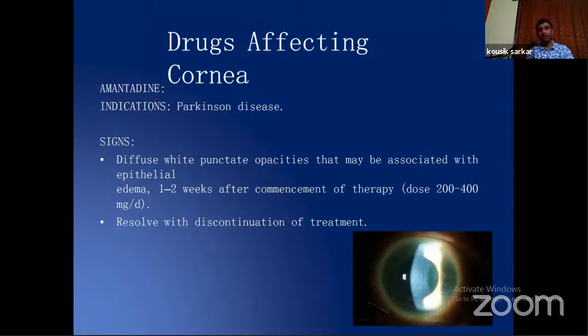Amantadine, a well-known anti-Parkinsonian drug, also causes diffuse white punctate opacities that may be associated with epithelial edema, and it usually occurs 1 to 2 weeks after commencement of this therapy. It usually resolves with discontinuation of treatment.